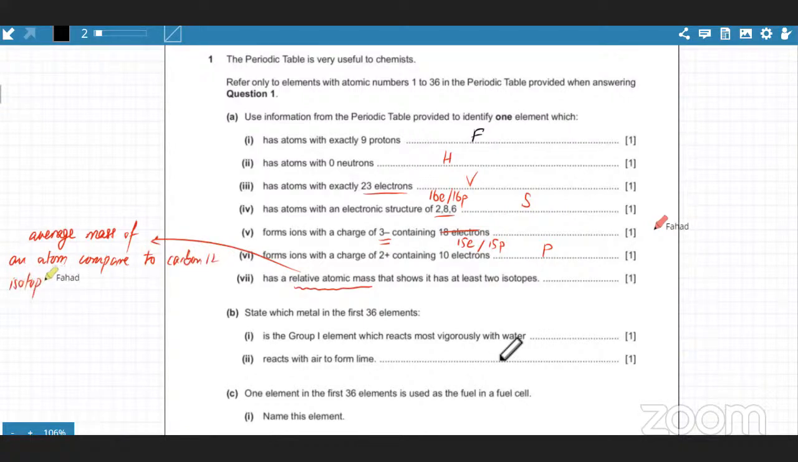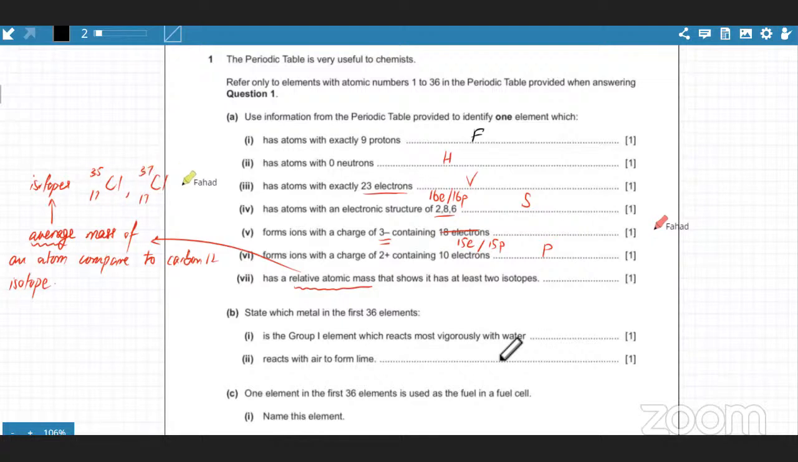Now, what do you mean by the average mass? The problem with atoms is that not all atoms are the same. They have isotopes, and isotopes can have different masses. Why? Because they can have different neutron numbers. For example, chlorine could be 17 and 35, or you could have another chlorine that is 17 and 37. So chlorine has two isotopes.